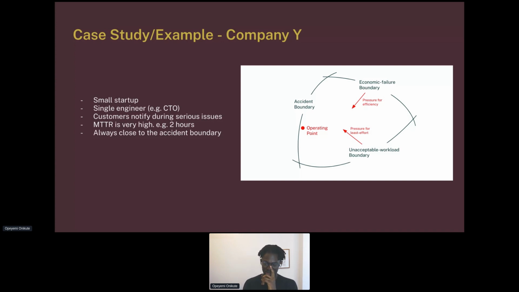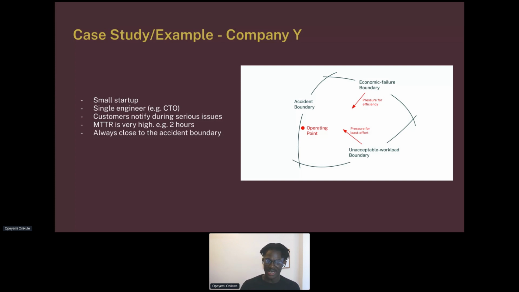And then obviously, because this is a small startup, the pressures from the two boundaries, the economic and the unacceptable workload boundary, are very high in this case. A very good example of pressure from the unacceptable workload boundary is you just want to engineer. There is no code review, right? So there's a lot of corner cutting. The CTO might just go to the server and deploy directly, right? So obviously that pushes you closer towards having accidents, right?